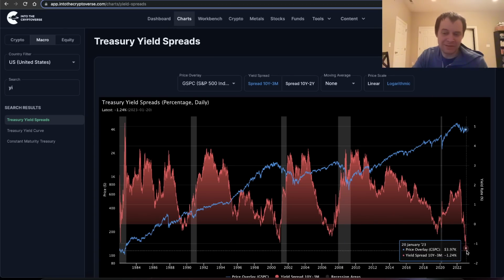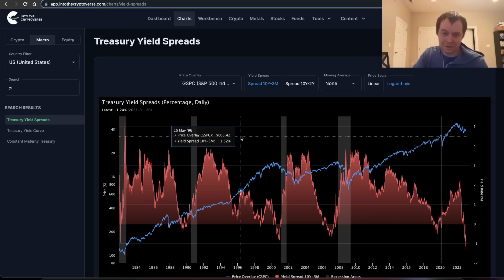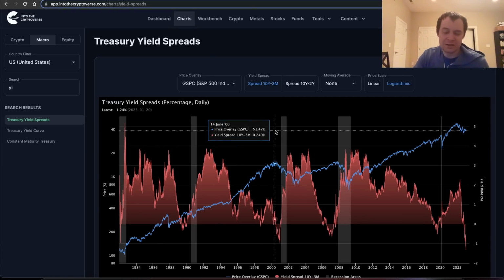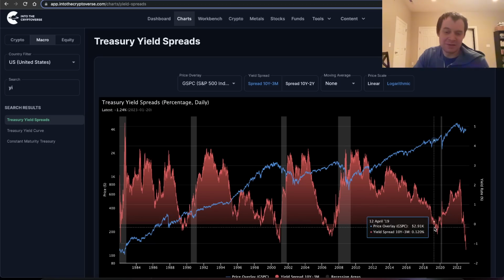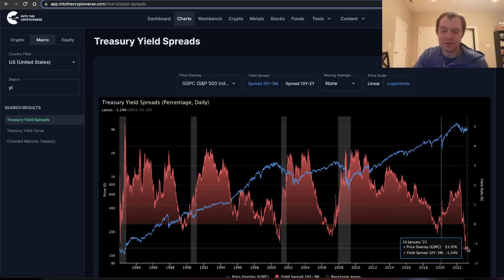Why is it more inverted this time? Because this rate hiking cycle by the Fed is essentially like nothing we've ever seen. I mean, the pace at which they've gone is not something that is very common. And so that's one of the reasons I think you see it like this.